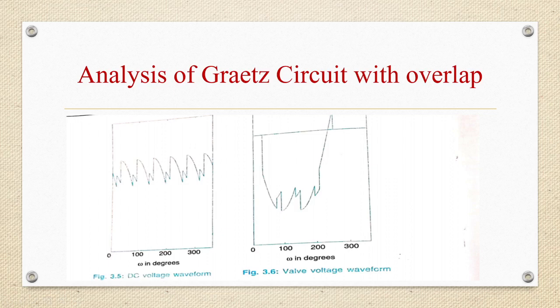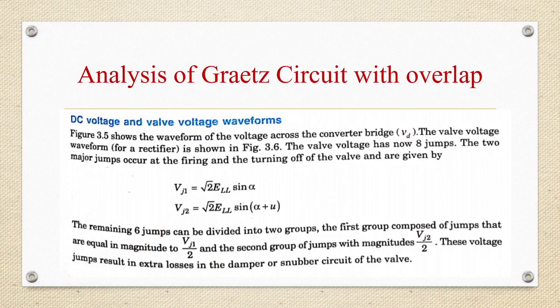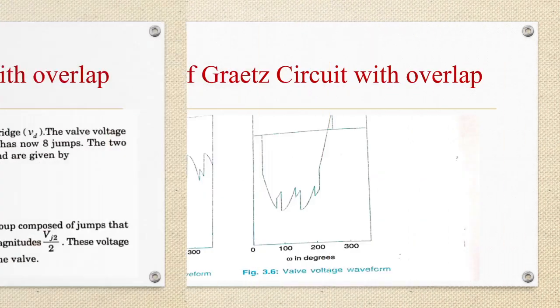Valve voltage has now 8 jumps. The two major jumps occur at the firing and the turning off of the valve, and they are given by Vj1 is equal to root 2 E_LL sin alpha and Vj2 is root 2 E_LL sin (alpha plus U). Remaining 6 jumps can be divided into two groups. First group composed of jumps that are equal in magnitude to Vj1 by 2 and the second group of jumps with magnitudes Vj2 by 2. These voltage jumps result in extra losses in the damper or snubber circuit of the valve.